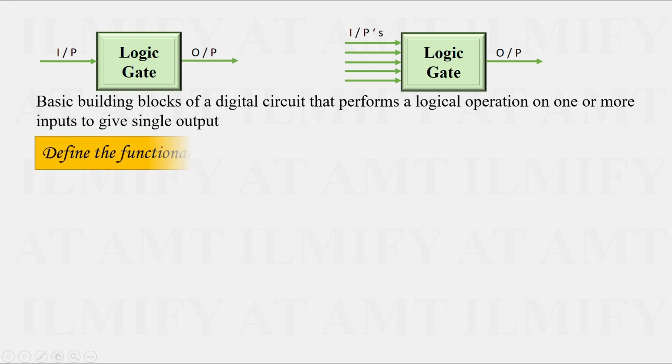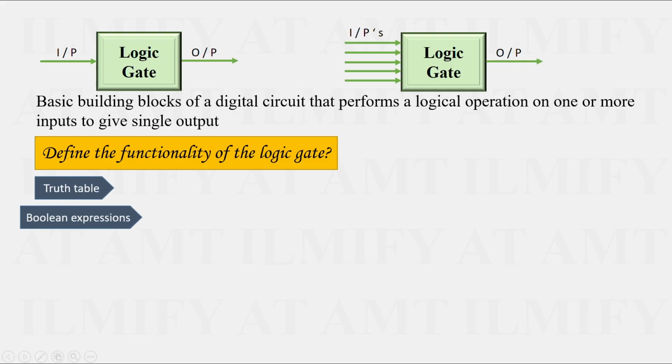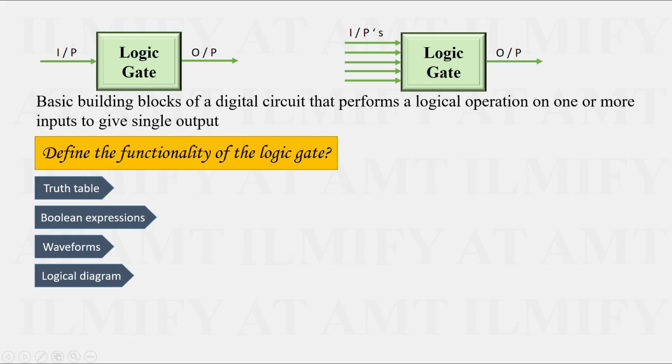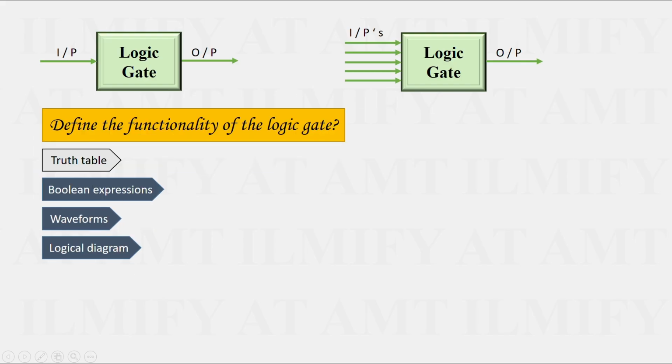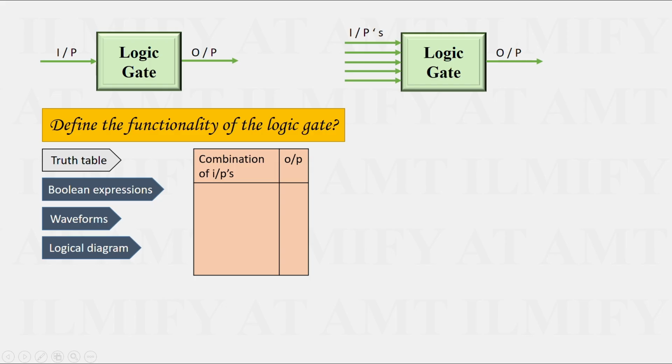How are we going to define the functionality or operation a gate is going to perform? Well, we have truth table, Boolean expressions, waveforms or timing diagrams, and logic diagrams. Truth table is a logic table which shows outputs for all the combinations of input.